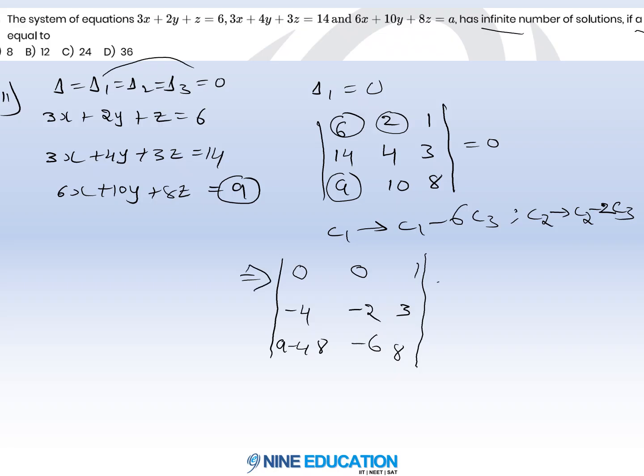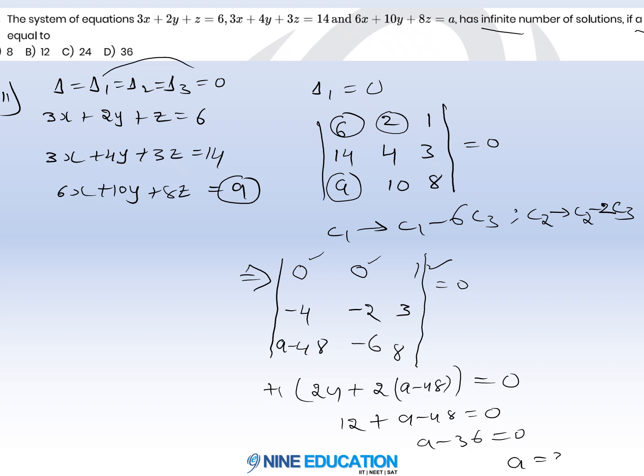Now let's expand across row 1, where we have got two zeros. So plus 1 into its minor, which is minus 4 into minus 6, 24. And minus of minus, plus 2 times A minus 48 equals 0. Take 2 common overall, we'll get 2 times 12 plus A minus 48 equals 0. So A minus 36 equals 0, where A equals 36, which is option D.